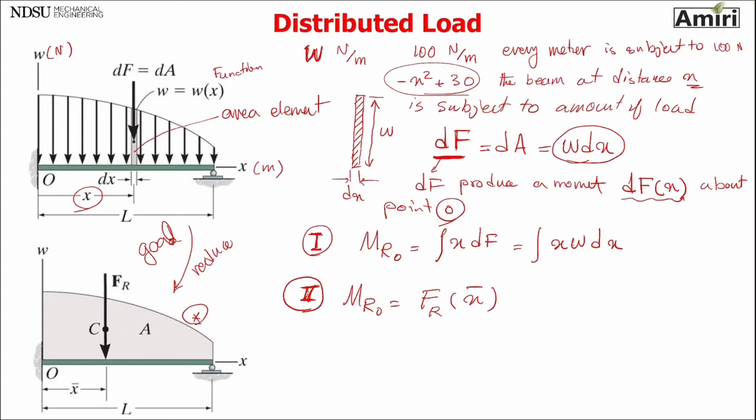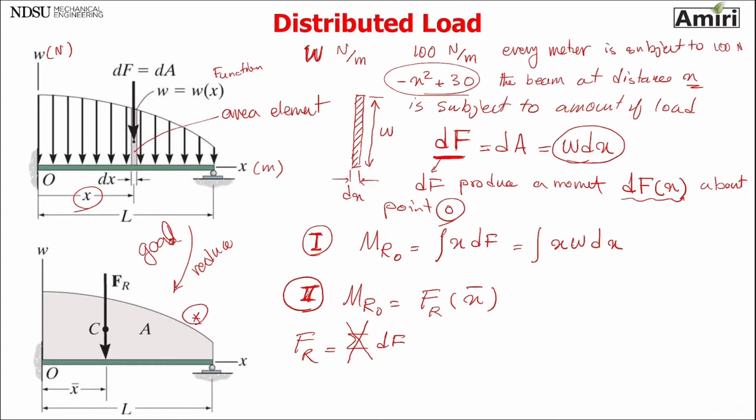But let me see, what is F_R? F_R is the summation of all those dF's. I can't use summation. Summation is for a finite number of things.